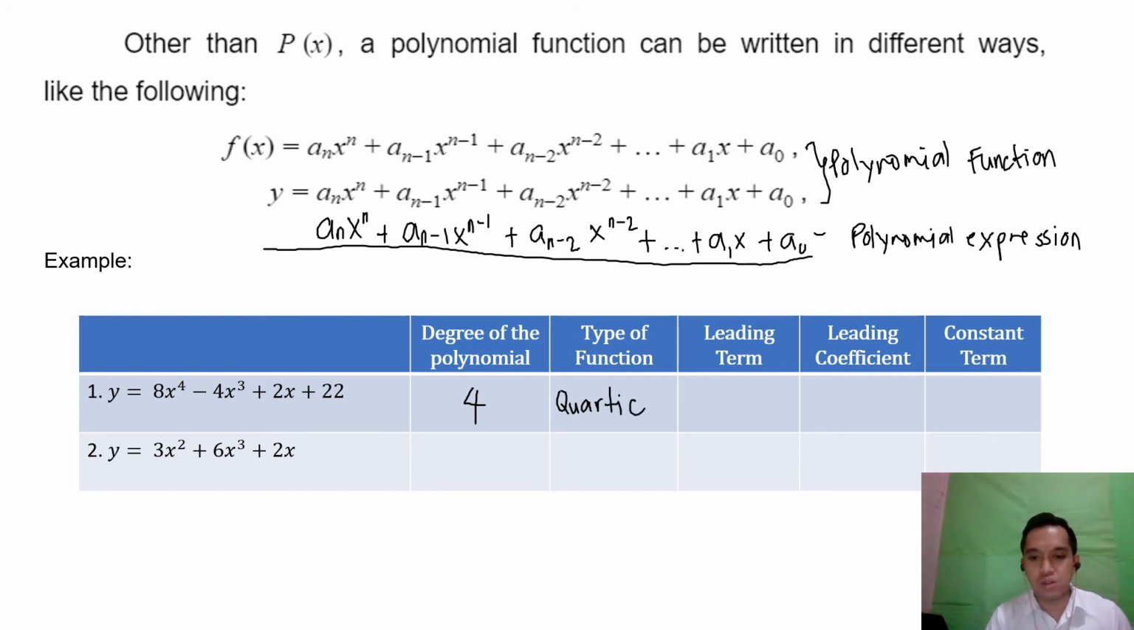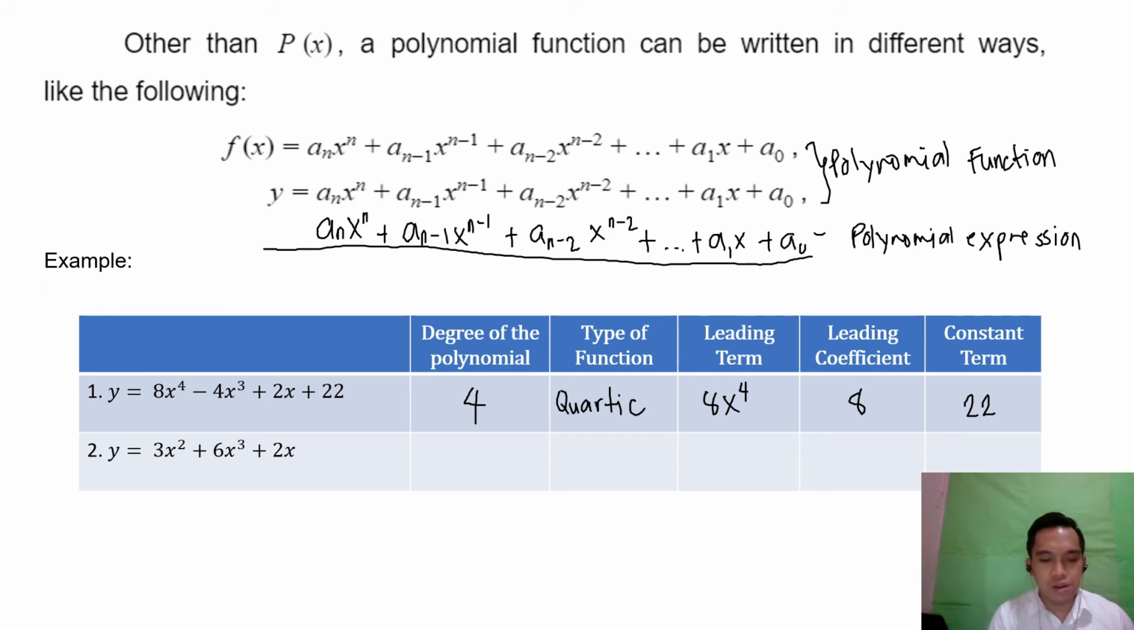So, quartic function yan. At ang kanyang leading term ay 8x to the fourth power. At ang kanyang leading coefficient ay yung constant ng ating leading term, yung number 8. So, yun yung ating leading coefficient, 8. And the constant term here is 22.